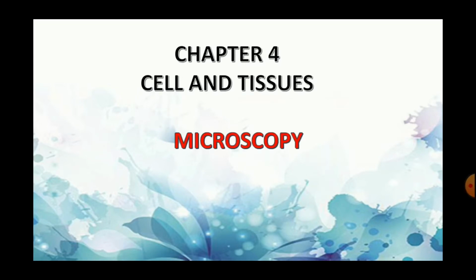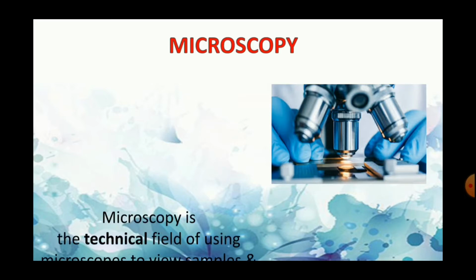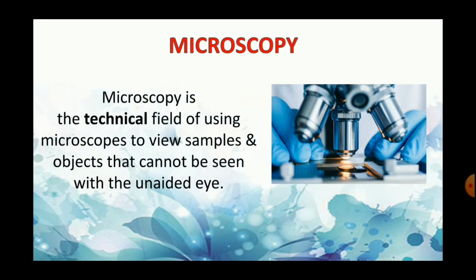The topic is microscopy. First I will explain what is microscopy. It is the use of microscope. We use microscope to observe the objects which we cannot see through a naked eye. So we may define it as the technical field of using microscopes to view samples and objects that cannot be seen with the unaided eye.